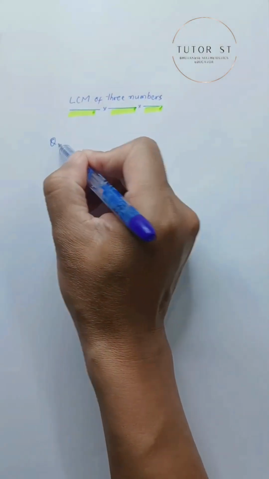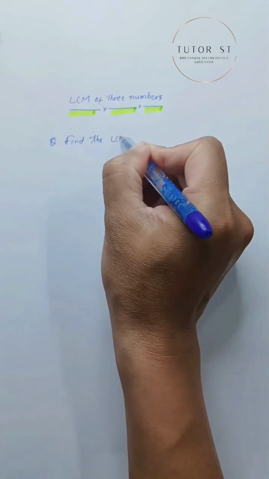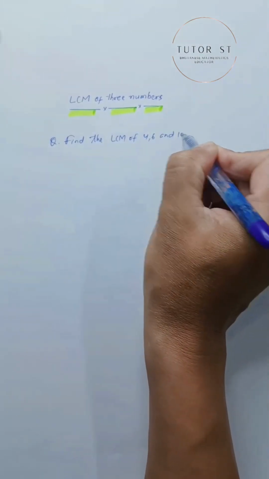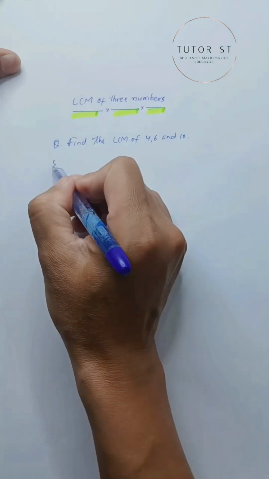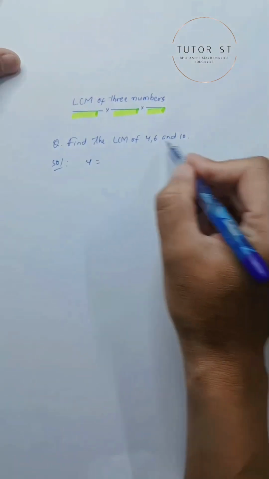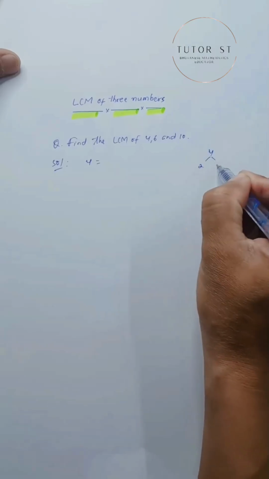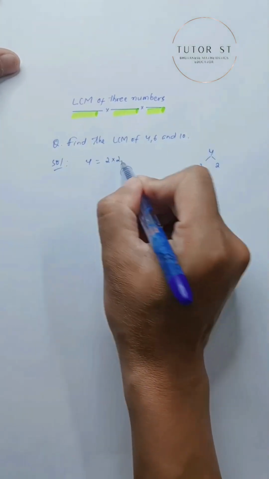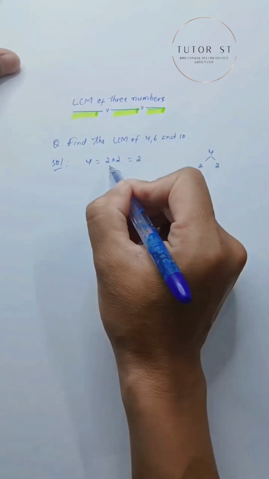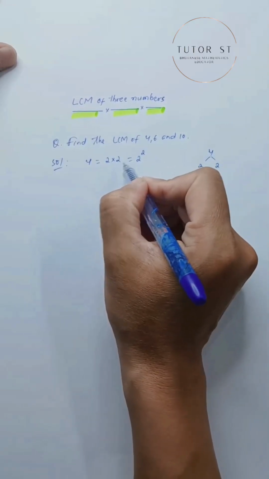Suppose I have this question: find the LCM of 4, 6 and 10. First of all, I'm going to list down the prime factors of 4, 6 and 10. They're all even numbers. 4 can be written as 2 times 2. Since I have repeated 2's, I can write it as a power. I have two 2's, therefore this can be written as 2 raised to the power of 2.